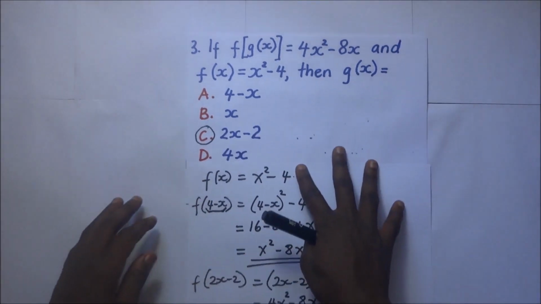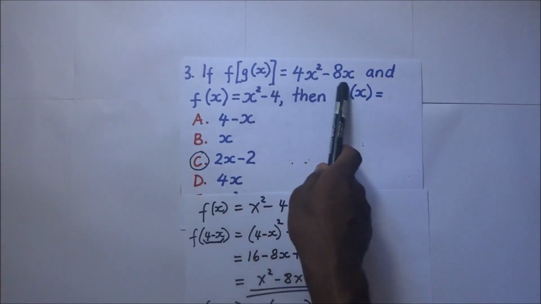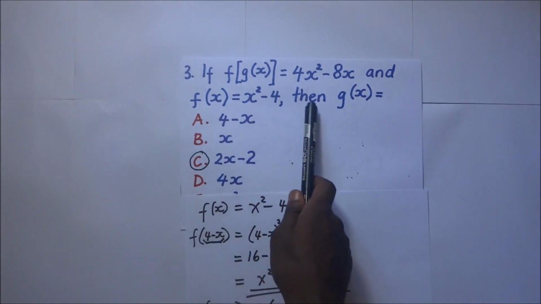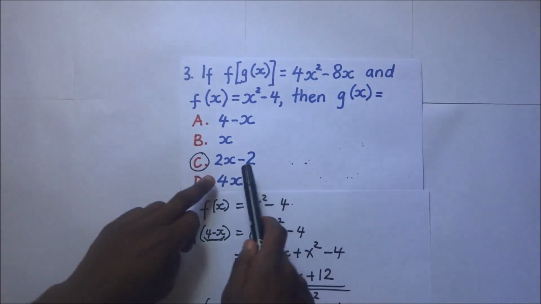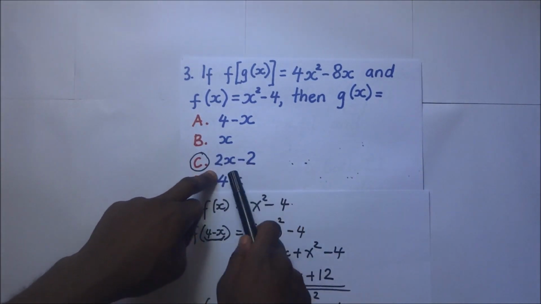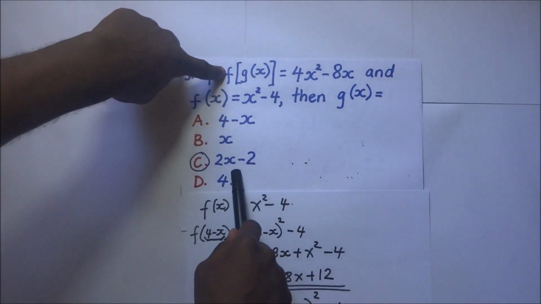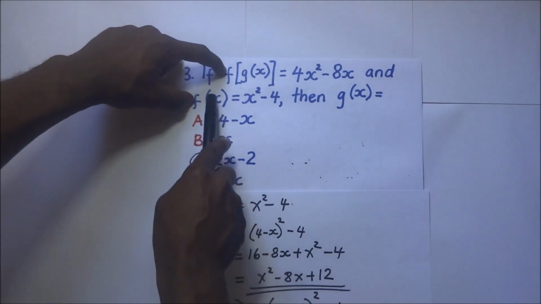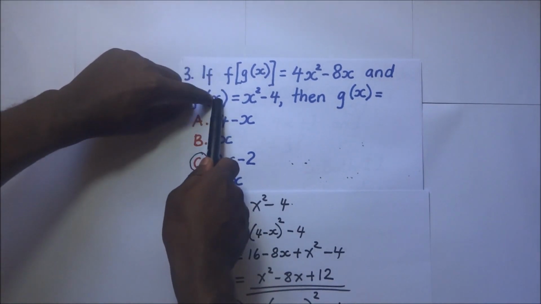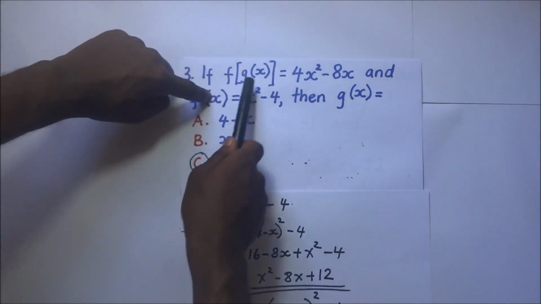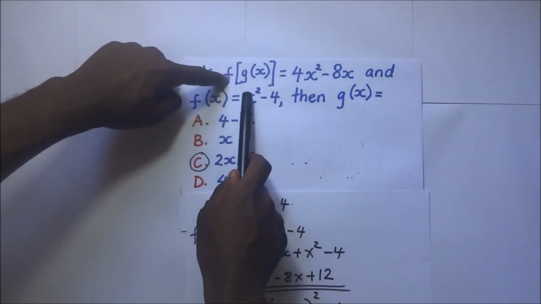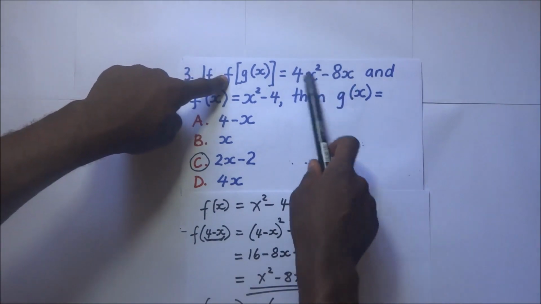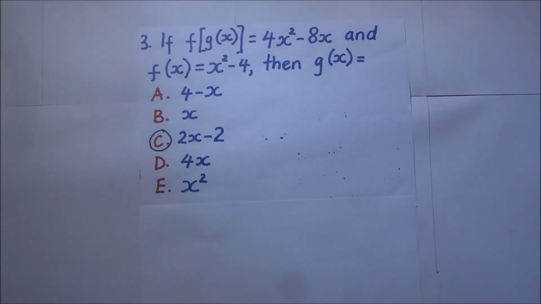So the question again: if this is equal to that and this is equal to that, this composite function means that g of x is going to be 2x minus 2. In other words, if our function f is such that the value of x here is the function 2x minus 2, and we plug in 2x minus 2 there, then our output is going to be that. So that was one way of doing this.